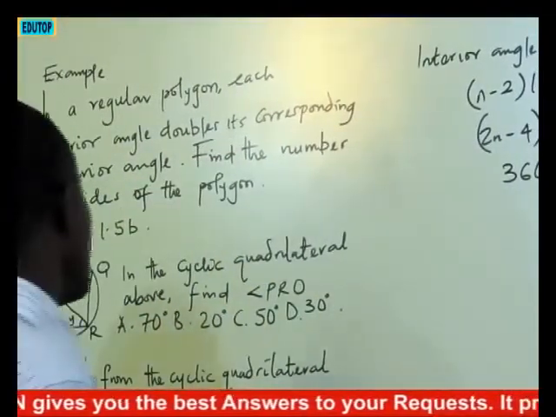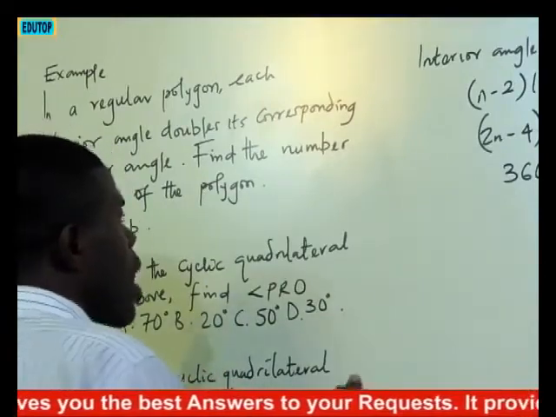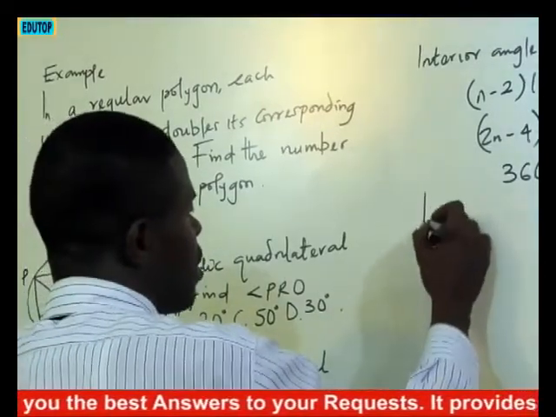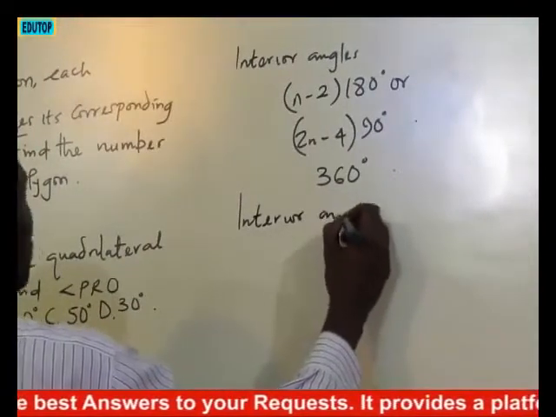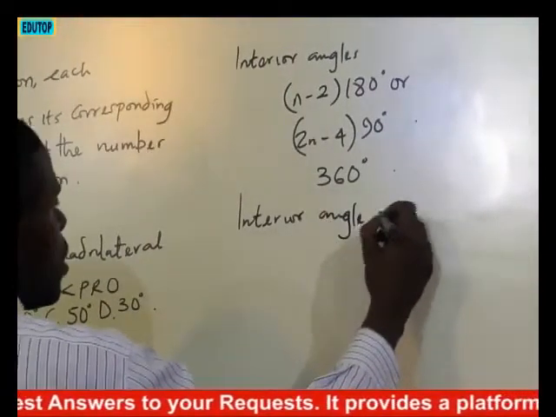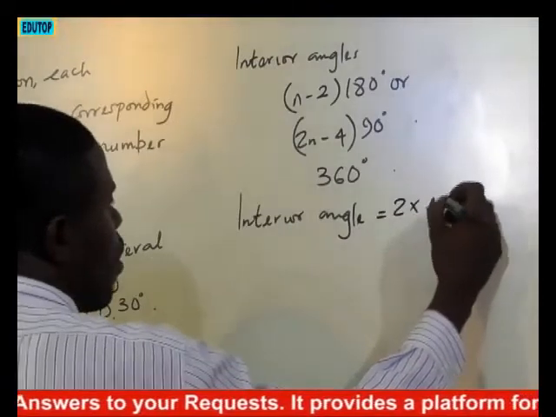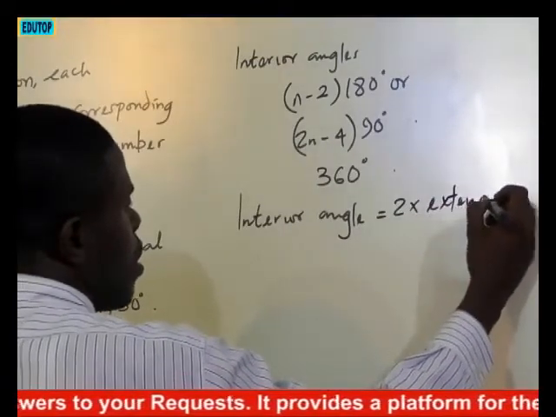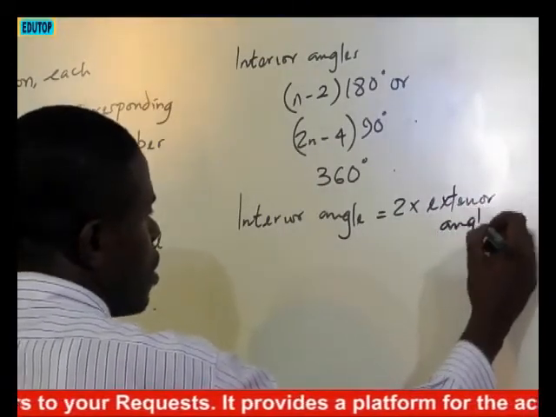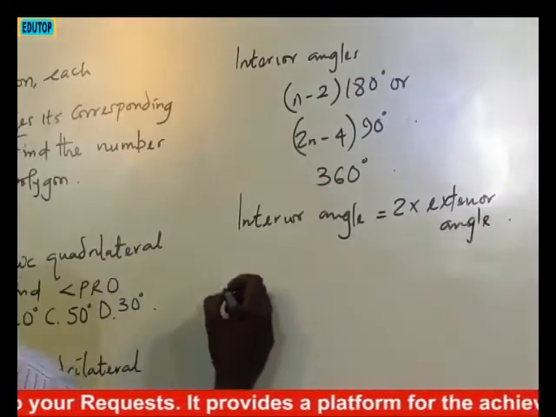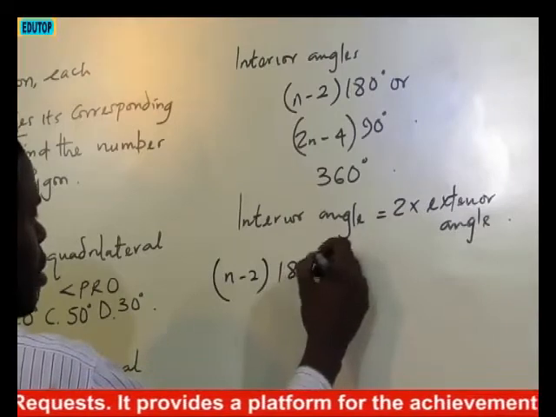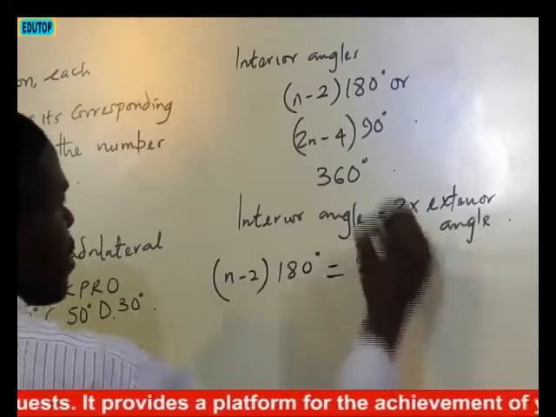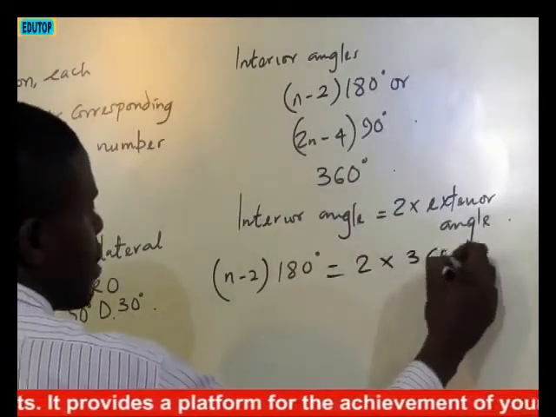Now in this question, the question gives us the information that each interior angle is double its corresponding exterior angle. So what it simply means is, what is the formula for interior angle? That means interior angle is 2 times exterior angle. So in this situation, our interior angle is (n minus 2) times 180 degrees, and that is 2 times the exterior angle. Exterior angle here is 360 degrees.